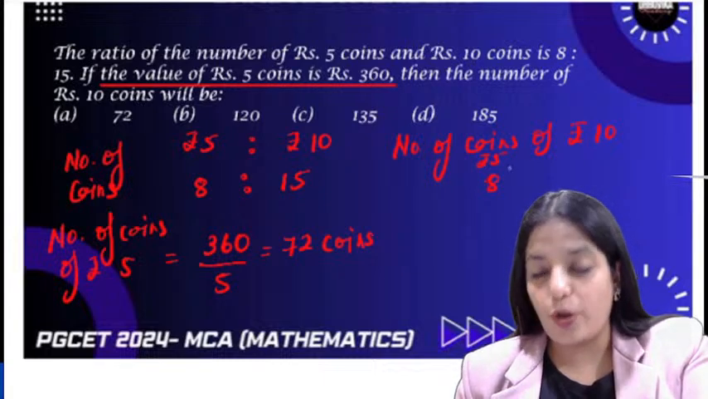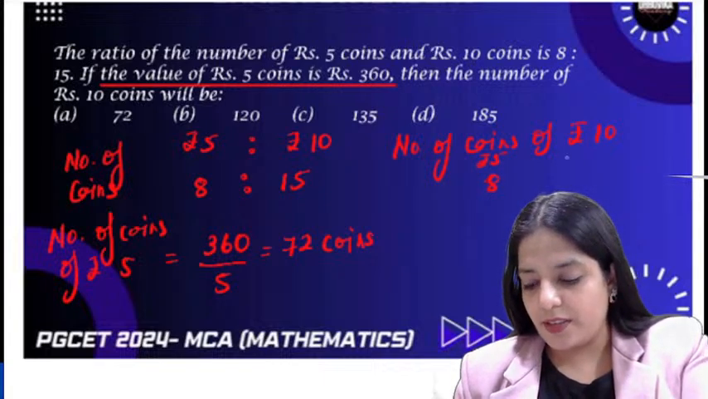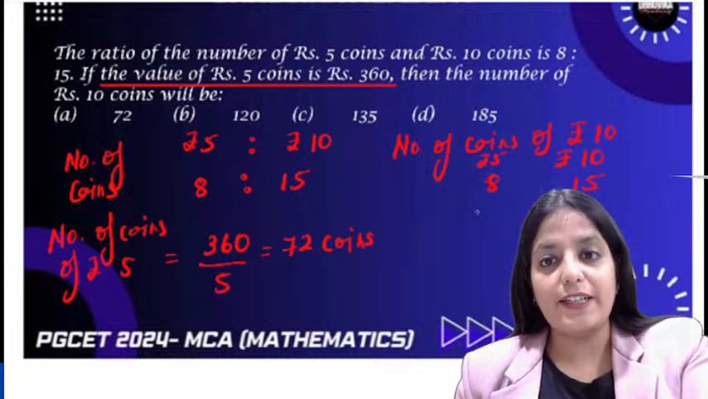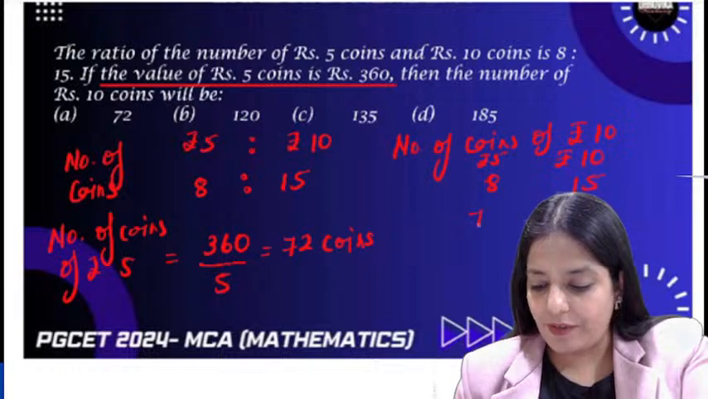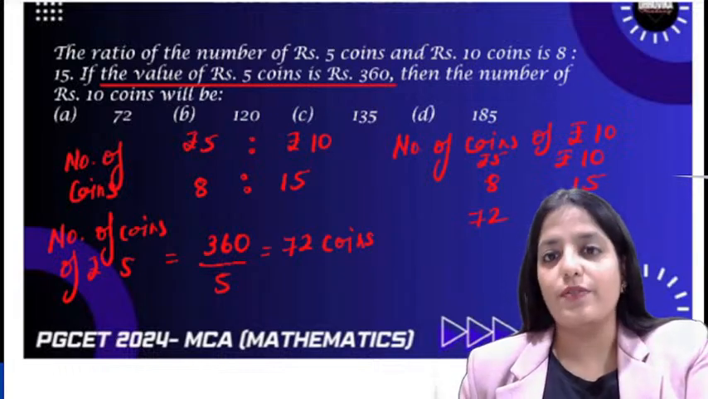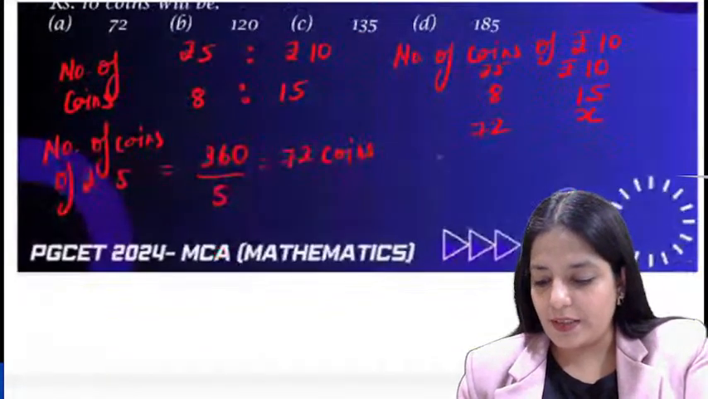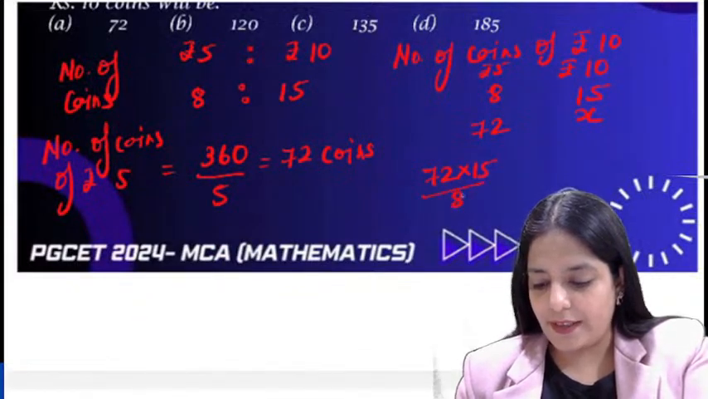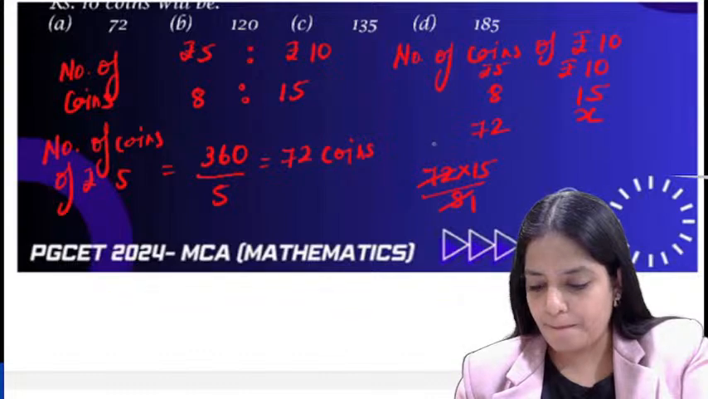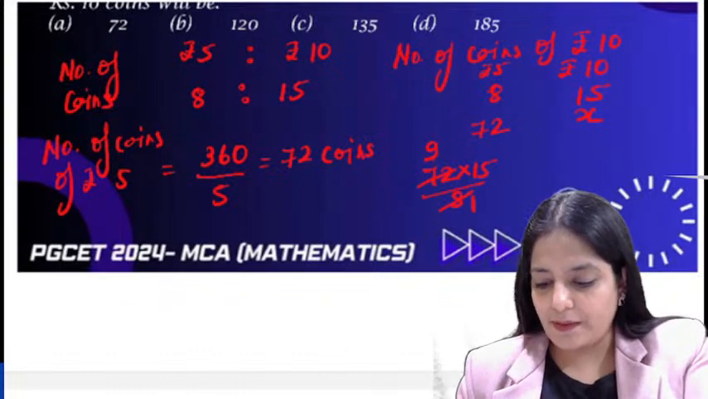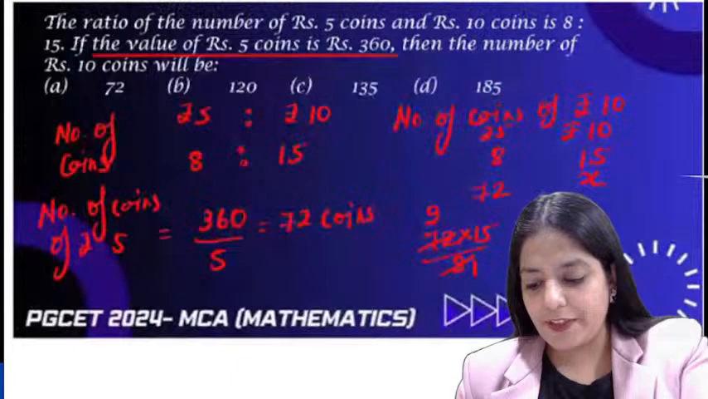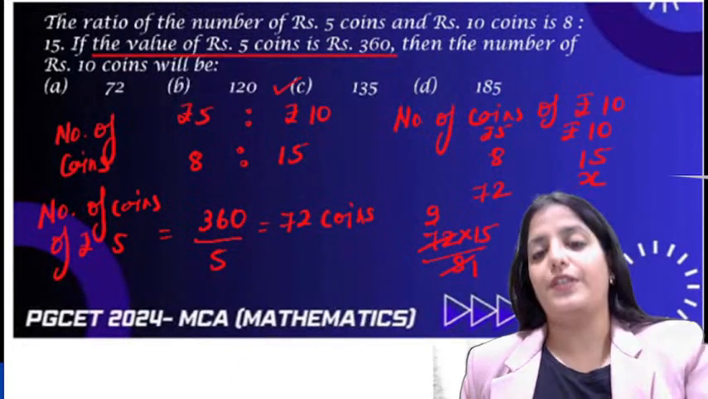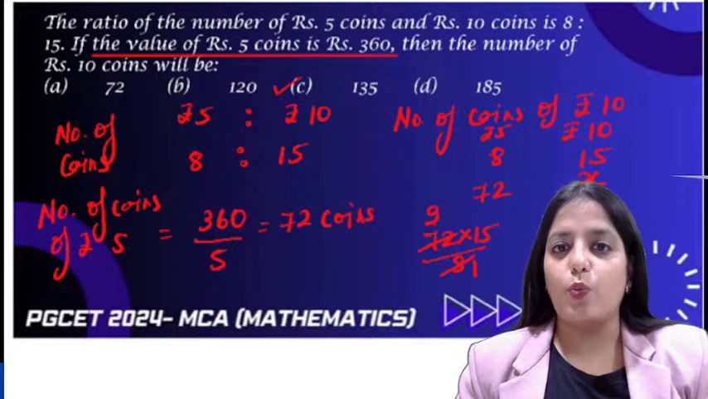When rupees 5 coins were 8, the number of coins of rupees 10 were 15. Now in reality rupees 5 coins are 72. So rupees 10 coins will be simply 72 into 15 divided by 8. 8 nines are 72, and then 15 into 9, that is 135.